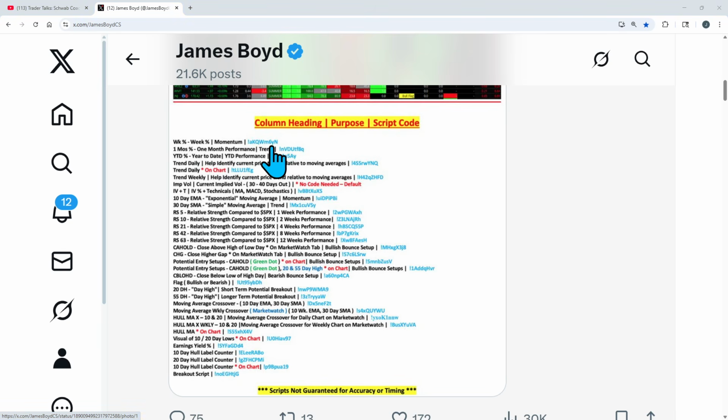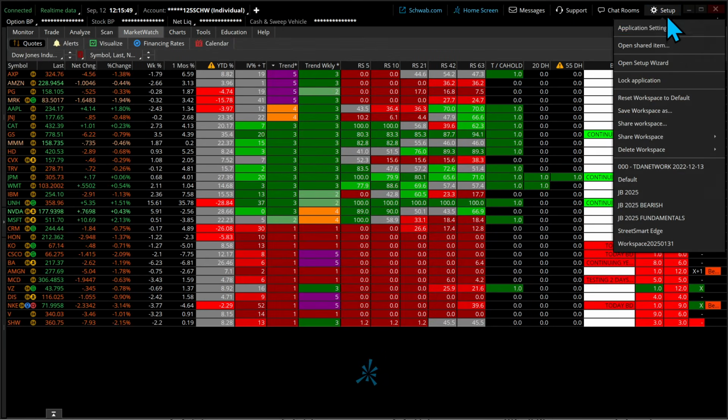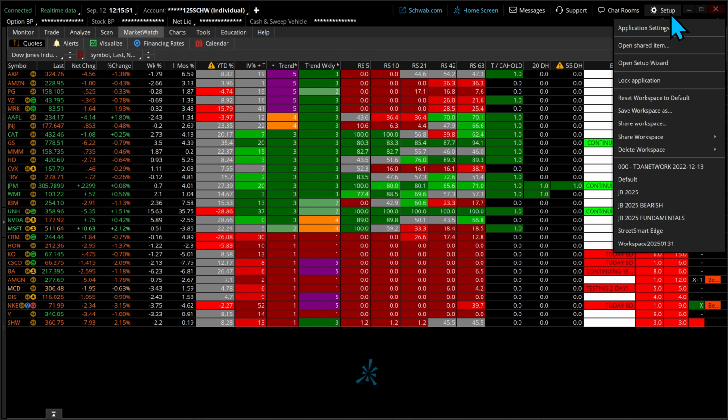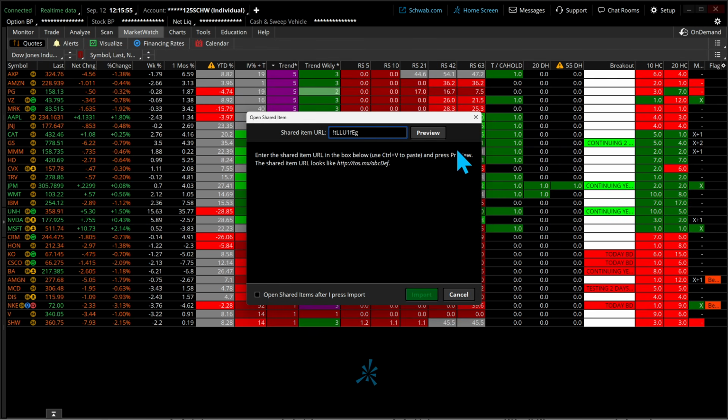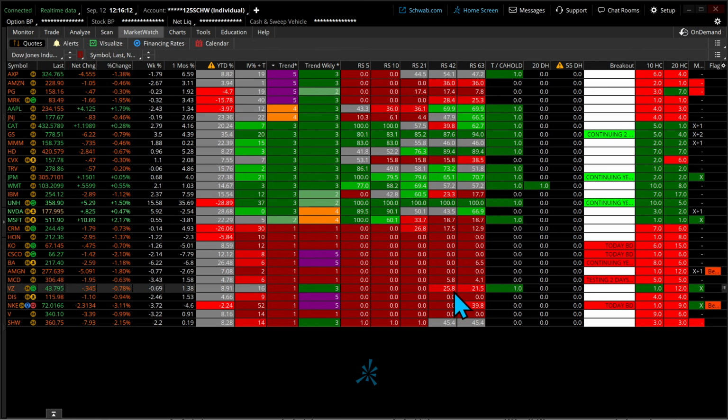Example given, if I come up to the top right, we're going to click on Open Shared Item. So Thinkorswim platform, Setup, Open Shared Item. And now I could just type in what was in blue right here. It is case sensitive, so that's number one. That's how you put them on. The biggest thing is, let's talk about how we use them.